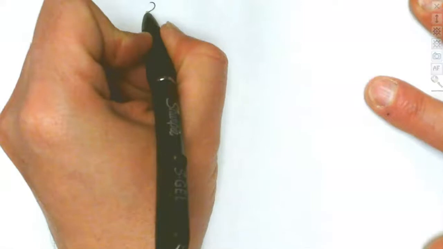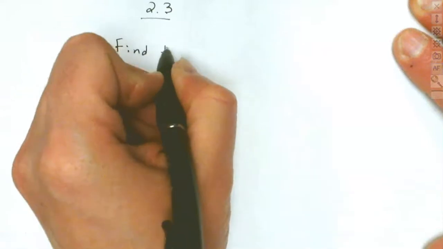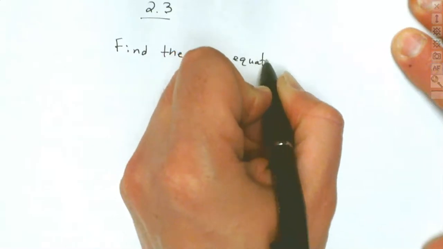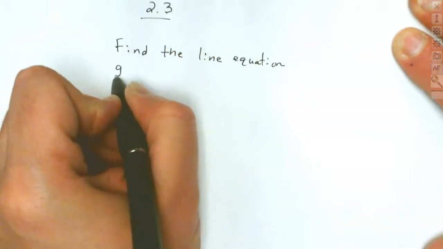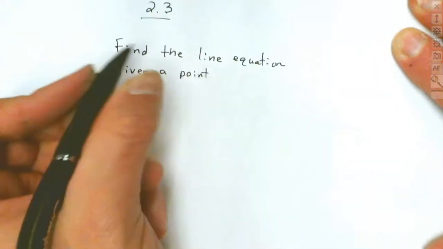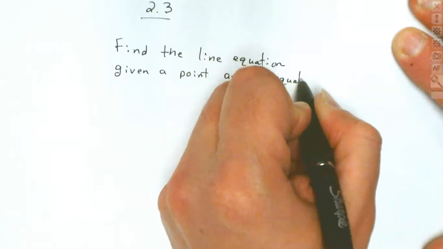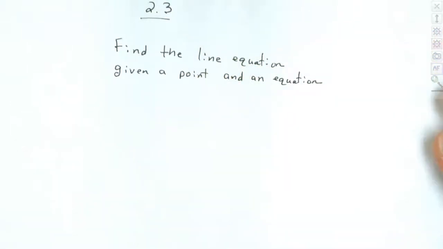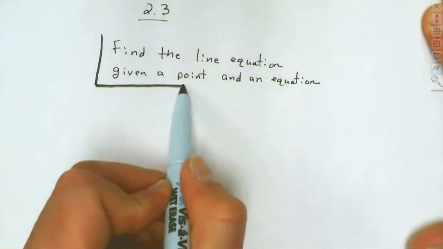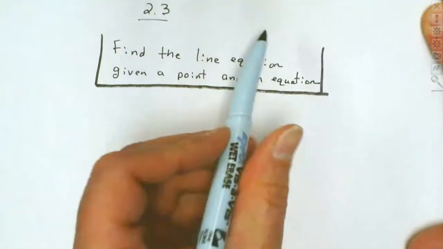So we're still in 2.3, and we're going to find the line equation again. And you're going to be given a point and an equation. Okay, so we're going to find the line equation, just like we did before. But this time you're going to be given a point and a line equation.